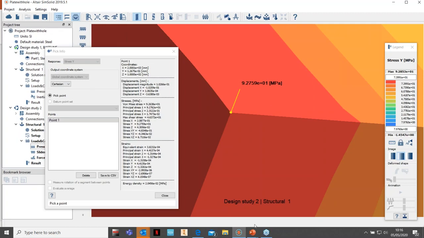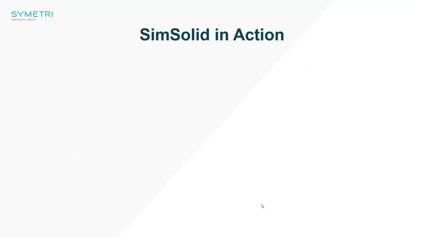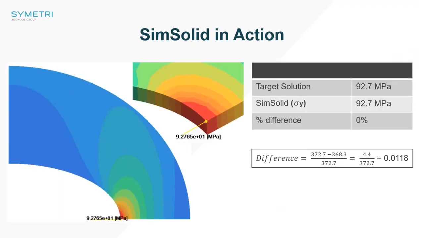So if we go back to our PowerPoint presentation, and there we go again. So we have a very, very similar value, almost very little difference between the results. So here the difference is almost 0%. So let's try something different.